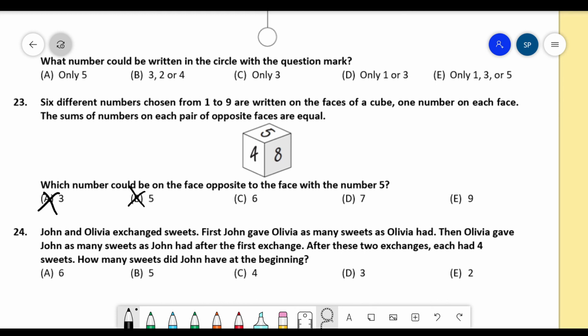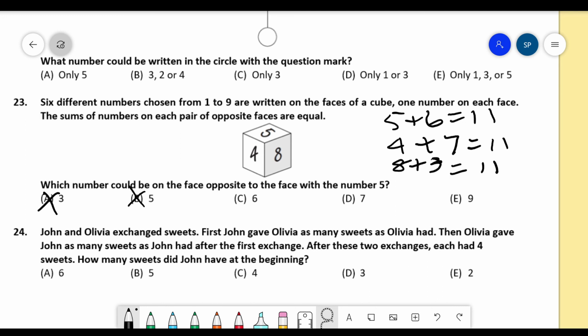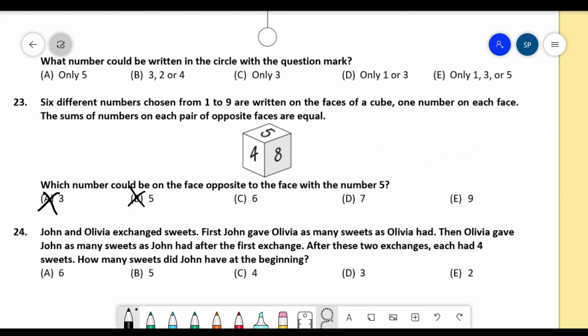Now, C, 6. 5 plus 6 equals 11. Okay, now 4 plus 7 is 11. But the thing is that 7 is also somewhere between 1 and 9, so 7 can count. 8 plus 3 equals 11 too, and again, 3 is between 1 and 9. So all of that works. So 6 can work. But just to check, let's go on. I'm going to mark that with a check mark.